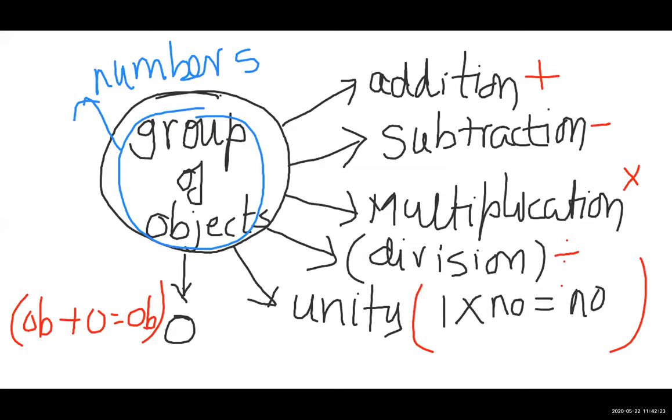So basically what we were doing was we were defining the concept of unity or unit. Basically you don't have to call it unity. We just call it the unit. The unit is that thing which when multiplied by the object gives the object itself. And zero is that thing which when added to the object gives the object itself. So 5 plus 0 is 5. And 1 into 5 is also 5.